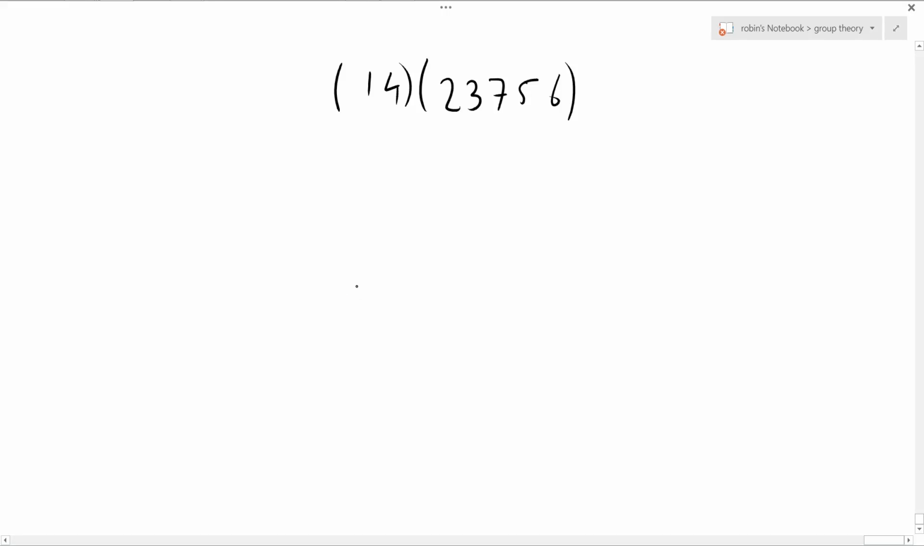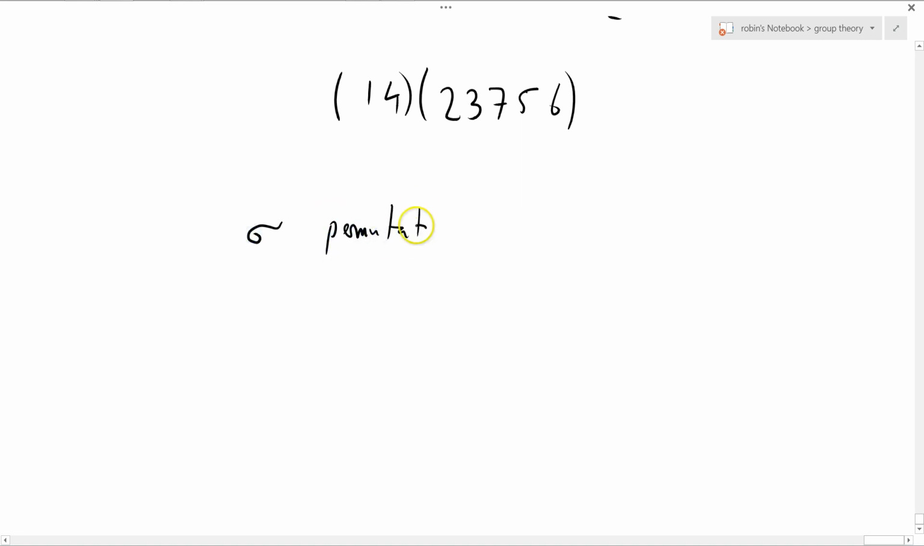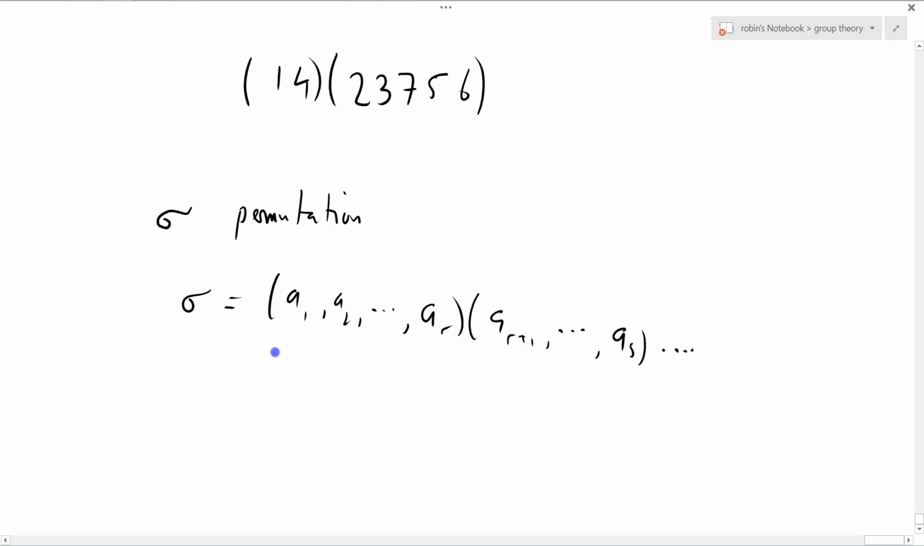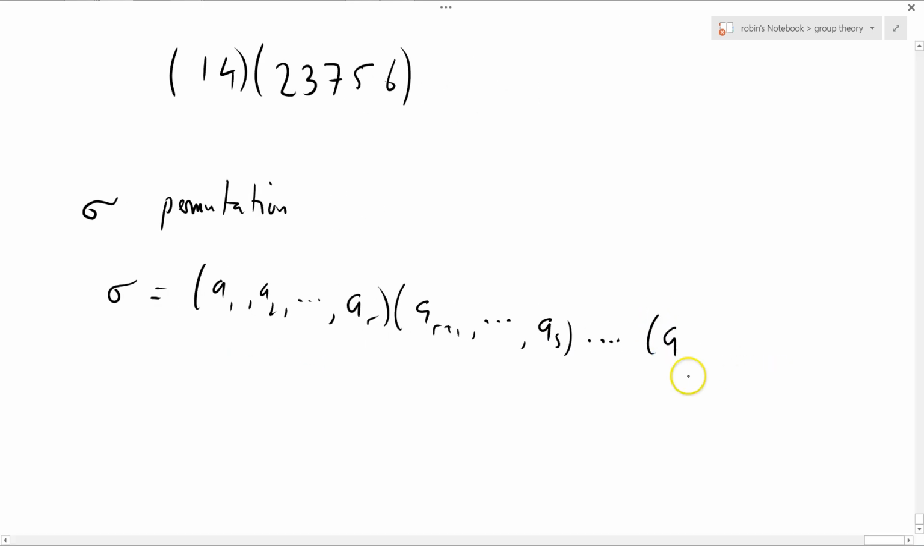Okay, so we've got some cycle notation. Cycle notation is you normally write sigma for a permutation, and sigma equals (A1 A2 ... AR), let's say. So there's the first component of the cycle. (AR+1 ... AS), and so on, to let's say (AT+1 ... AN). And of course, that N is the same N as in Sn here.